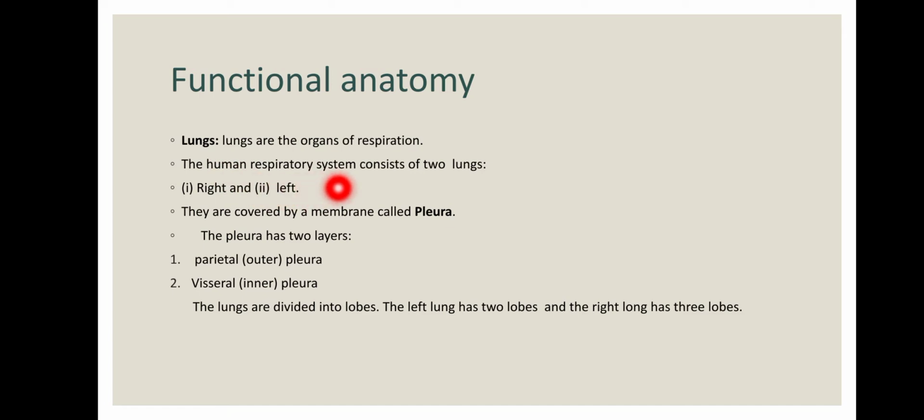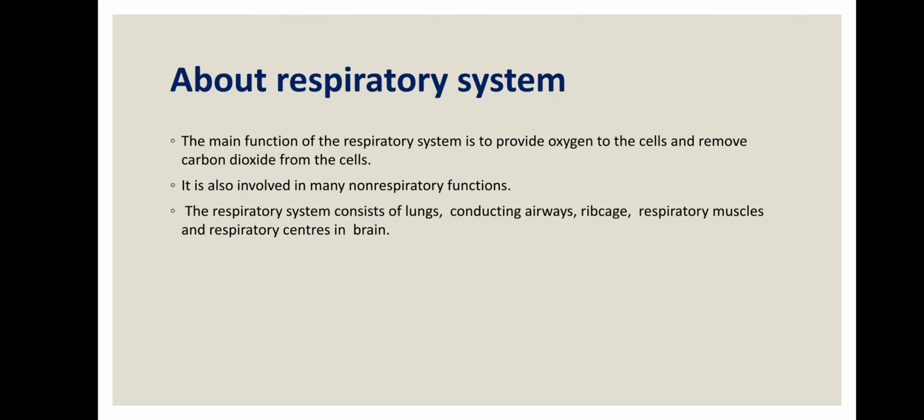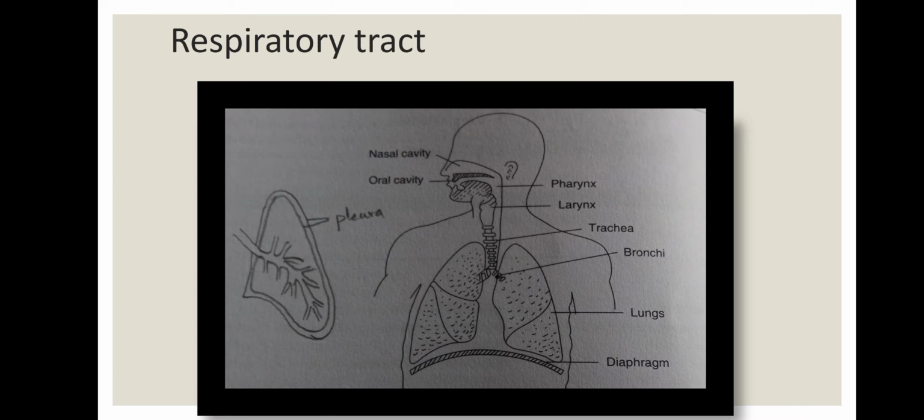The human respiratory system consists of two lungs, the right lung and the left lung. They are covered by a membrane called pleura. Here we can see the lung and the membrane.